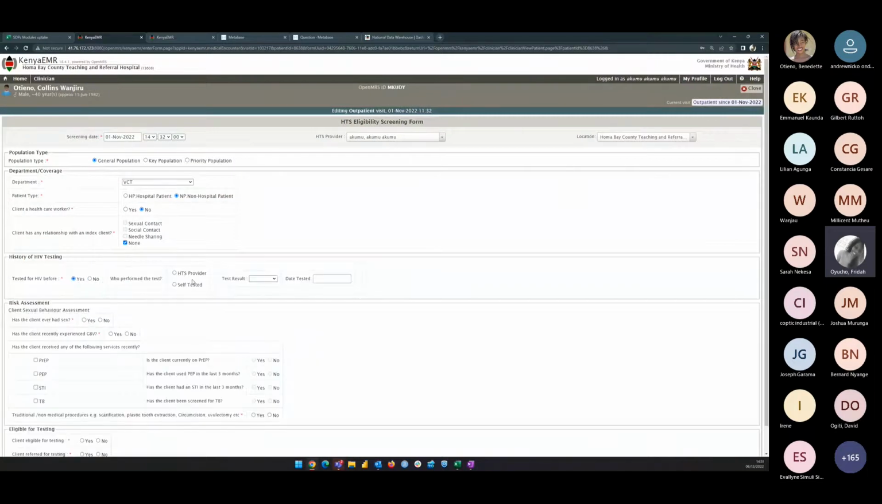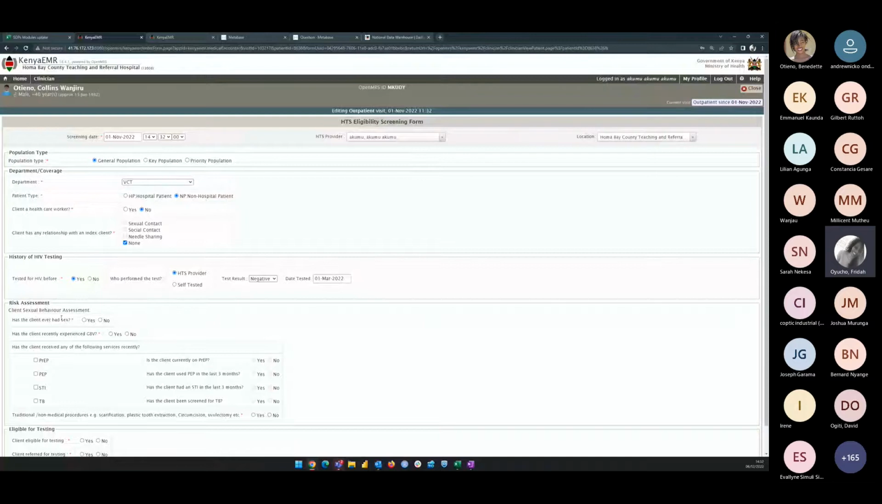If I say yes, then I'll be required to put in more details, like who performed the HTS test and the results at that time, and maybe the date the test was done, assuming the test was done much earlier this year. Then the risk assessment behaviors.